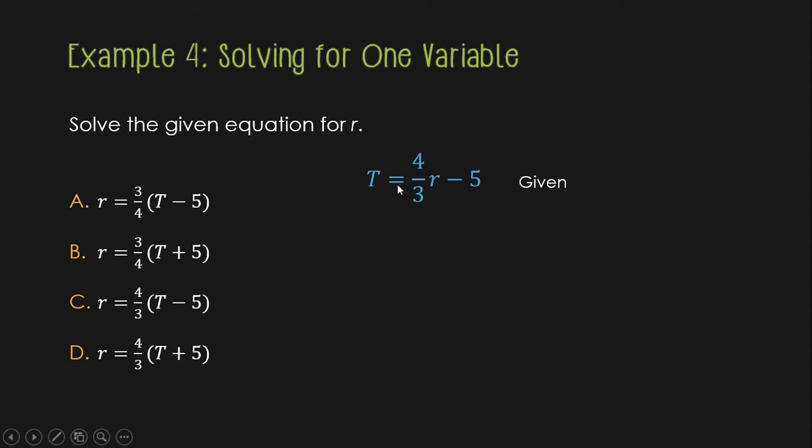Currently it's solved for t. I want to solve it for r. So I'm trying to get r by itself. Sometimes it might help if you box off the r just to trigger in your brain that that's what we're trying to solve for.